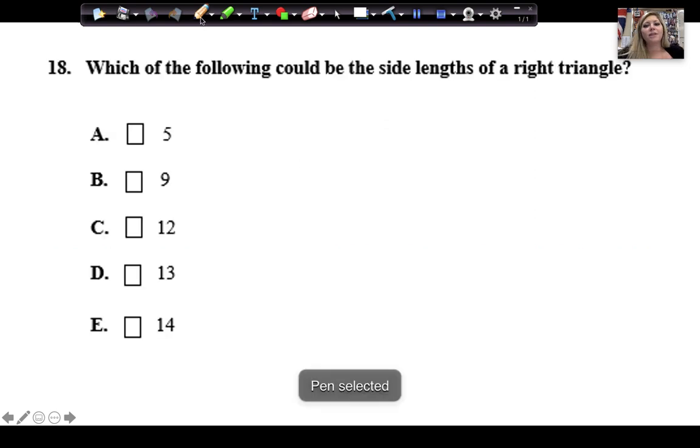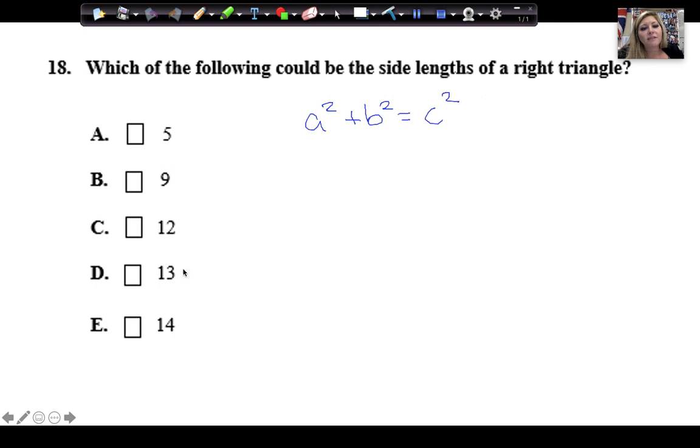Which of the following could be the side lengths of a right triangle? For this one, we need to find a squared plus b squared equals c squared. So what I'm going to do is square each one of these and then see which ones I can add together in order to equal the third one. 5 squared is going to give me 25. 9 squared is 81. 12 squared is 144. 13 squared is 169, I think. Let's just double check that. Yes, 169. I was right.